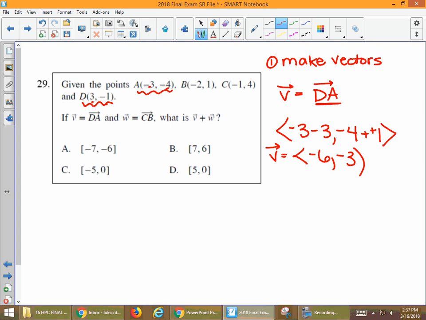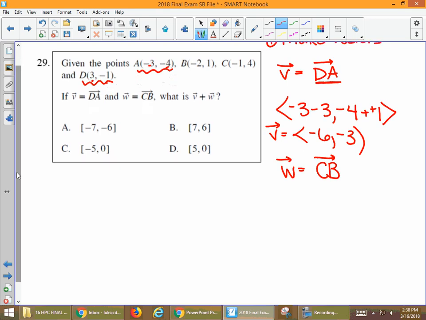And we need to do the same thing for vector w. And vector w is, let's see, CB. So the initial point is C and the terminal point is B. So I'm going to do terminal minus initial again. So B minus C. So negative 2 minus negative 1. 1 minus 4. So negative 1, negative 1.